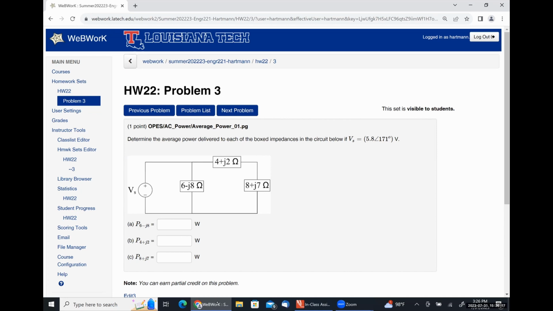For instance, the voltage drop across the 6 minus J8 ohm impedance is Vs because they're in parallel. The current flowing through the 6 minus J8 ohm impedance is just Vs divided by 6 minus J8 ohms because of Ohm's law. The current flowing through this 4 plus J2 ohm impedance is the same as the current flowing through this 8 plus J7 ohm impedance because they're in series. And we could find that current simply by dividing Vs by that series impedance. And then we could use Ohm's law to find the voltage drop across each of those. Once we know the voltages and currents, we can use the equation that we developed at the beginning of class.